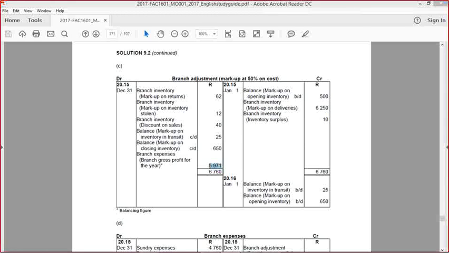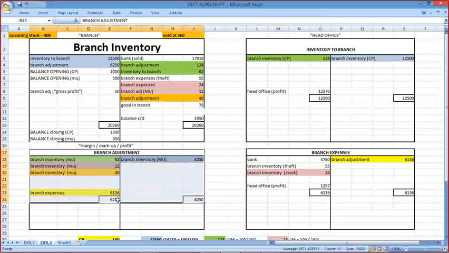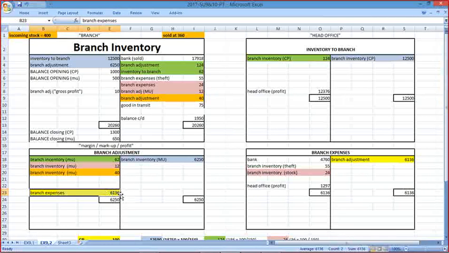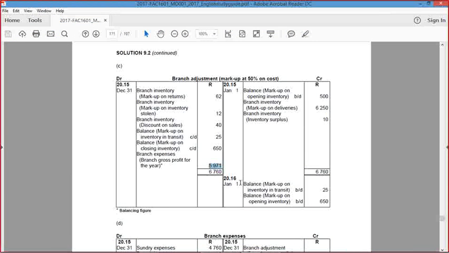Where's my branch adjustment? Here's my branch adjustment. I had 6136. But because of the 650, have a look. If I take this minus the 650, then I get 5486. 5486 is an amount that doesn't have the goods in transit. So the goods in transit needs to be taken into consideration. Here's the goods in transit of 75, and the opening balance, the markup of 650 we had, so that's the balance in the two accounts, because the closing balance here would be an opening balance there.